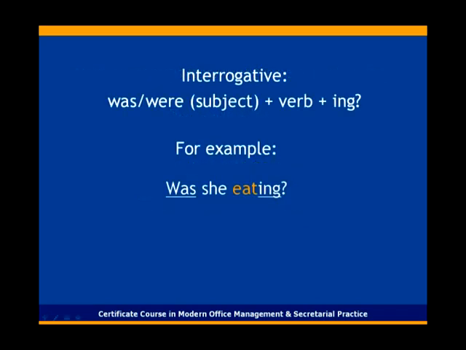When we ask a question, or in other words, when the statement is an interrogative statement, we use was or were. Then we place the subject followed by the verb plus ing. For example, Was she eating? Were they eating?